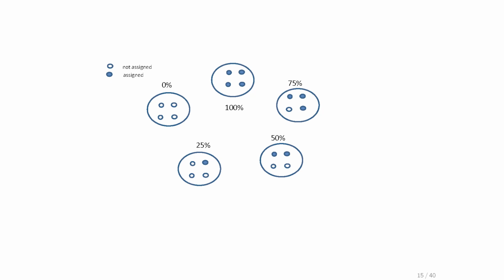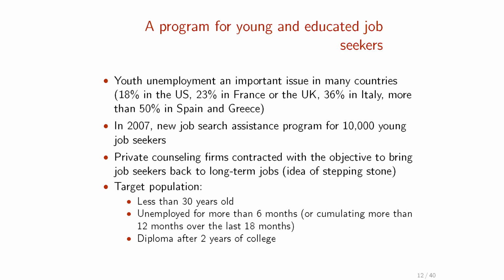So that's the idea for the program. The target population is young unemployed workers, so people aged less than 30 years old, unemployed for more than 6 months, but with some college.